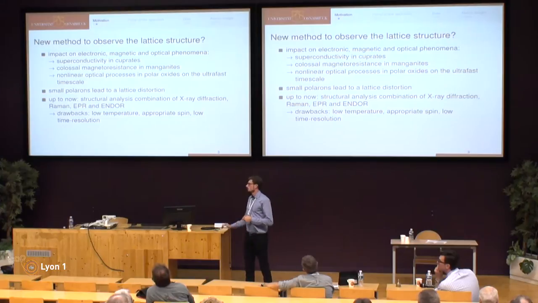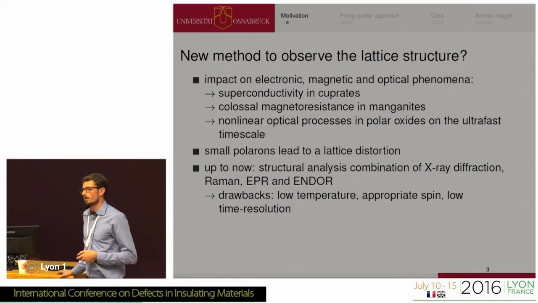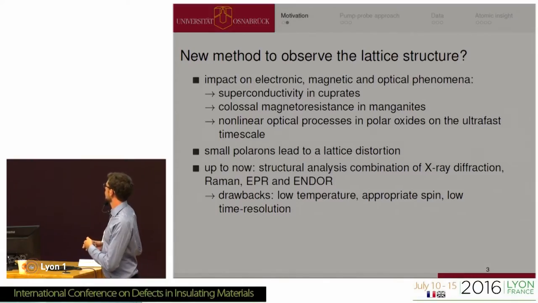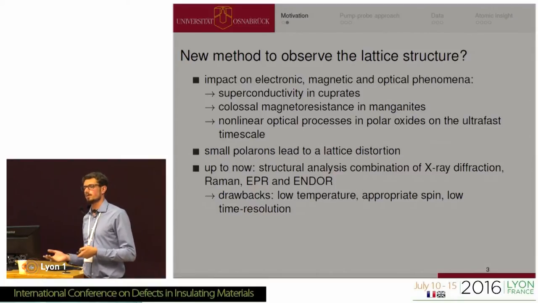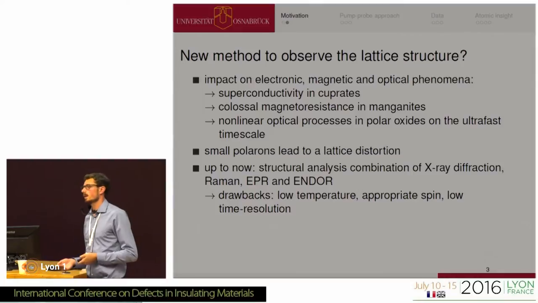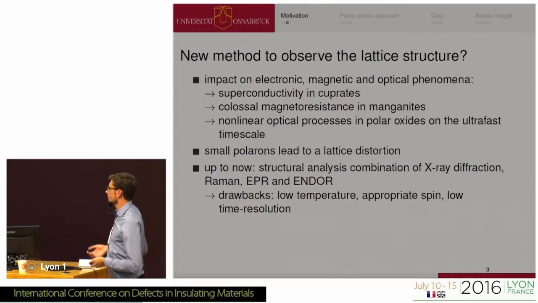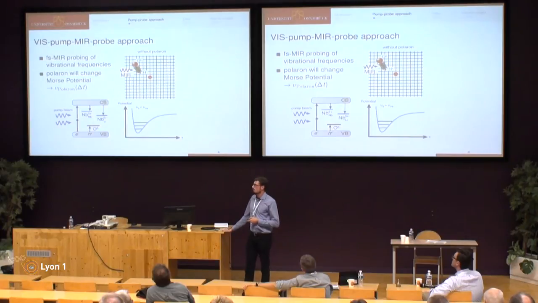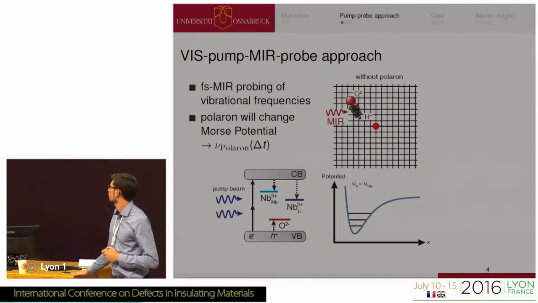But first of all, why do we need a new method? I think you all know the importance of small polarons for various fields in physics. Small polarons lead to a lattice distortion, and to observe lattice distortions, various methods are used, for example X-ray diffraction, Raman, EPR, or a combination. But all of these methods have drawbacks. They can only be used at low temperatures, if the system has the appropriate spin, or they have low time resolution. So I will propose a new method: visible pump mid-infrared probe spectroscopy with femtosecond laser pulses.